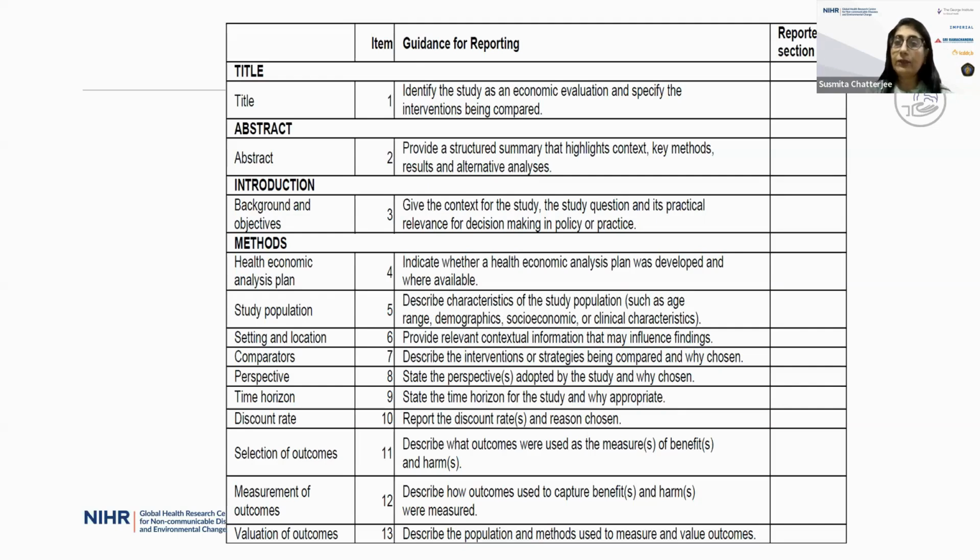Then your selection of outcome. How are you going to select those? How are you going to measure those? Like what we spoke last session, how we are going to measure, how we are going to value. If you remember, we talked about EQ-5D. We learned about how to do DALY calculation, how to do QALY, all these valuation of outcomes, and how you are going to do it, you have to write down.